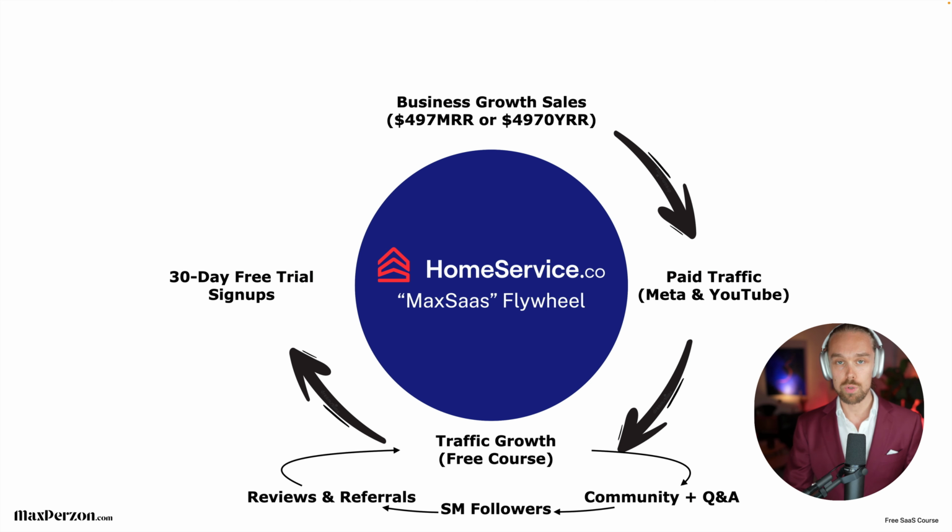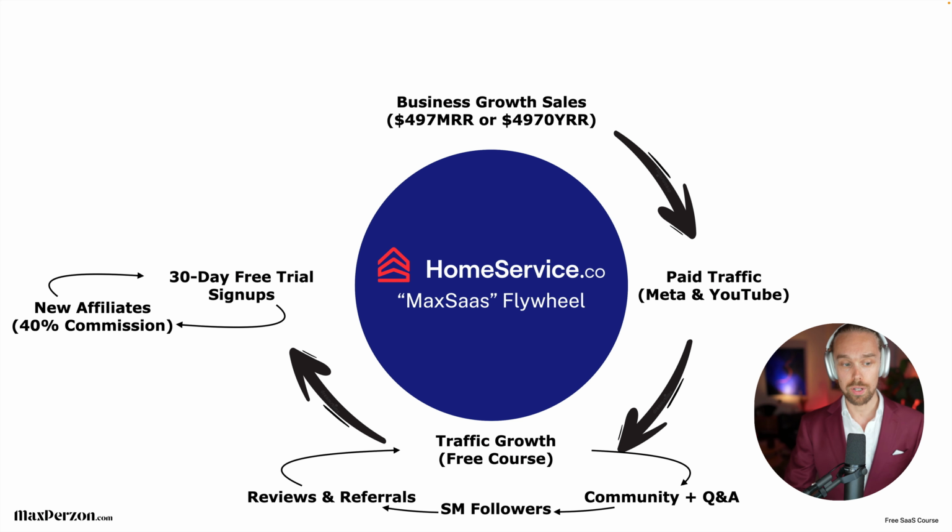So from the free course, we will get more people to sign up for our 30-day free trial, and from that, we will also get more affiliates, all right? We also get affiliates from people who are our customers, who can refer other people, but we also have other people just like yourself who watch these YouTube videos who sign up for our affiliate network as well. We offer 40% on our software, which is basically $200 per month. You can go to homeservice.co/affiliate to learn more about that, but also watch the previous video that I just mentioned, right? And from this, we'll get more customers.